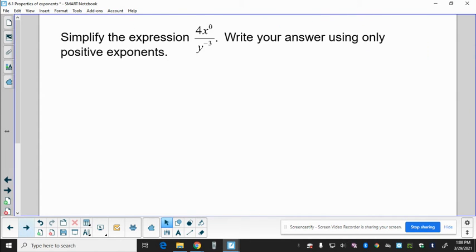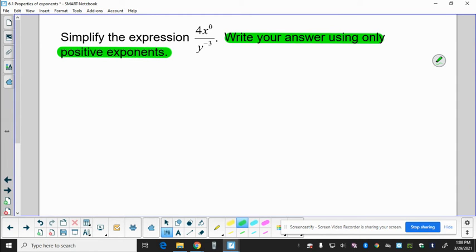All right, next problem. Let's take a look at this. It says simplify that expression and write your answer using only positive exponents. I'm going to highlight that. That's important. Write your answer using only positive exponents. All right, let's begin this process. So I'm going to rewrite this problem.